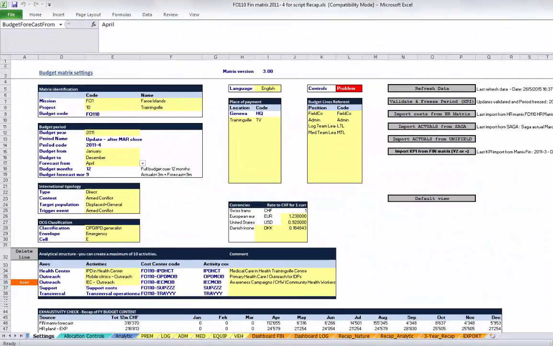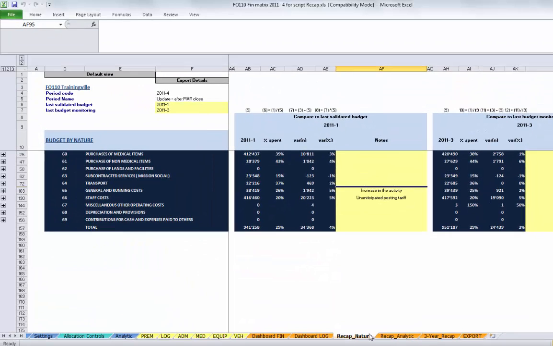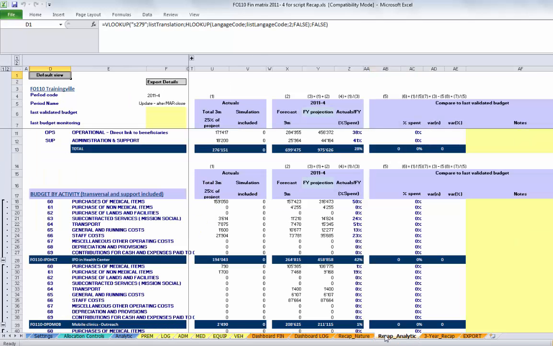In this video, I will explain how the recap tabs work and what you can or must do with it. There are two types of recap tab. The first one is a recap by nature. This tab is organized by account codes. The other one is a recap analytic. This recap is organized by destination code or by activity code. Let's focus on recap by nature. The principle remains the same for analytic recap.